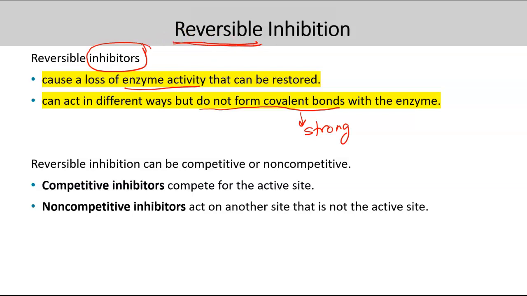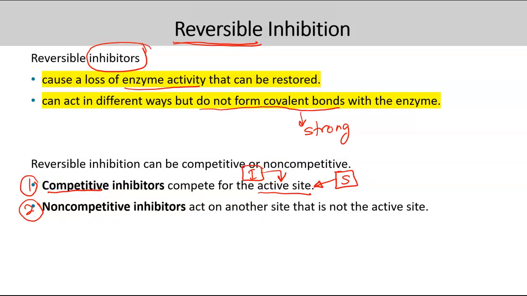Now, reversible inhibition can again be divided into two classes. One is competitive inhibitors, and the second one is called non-competitive inhibitors. The competitive inhibitors, what are they competing for? They are competing for the active site of the enzyme. So what else is going to bind to the active site? The substrate, right? The substrate is the one that is allocated for the active site. Now these inhibitors will compete for the same active site. That's why we are saying it's competitive.